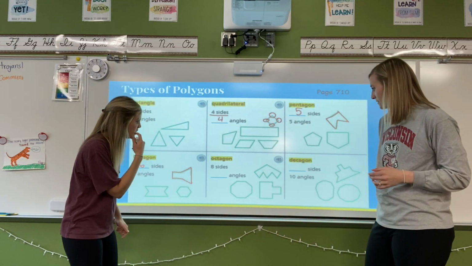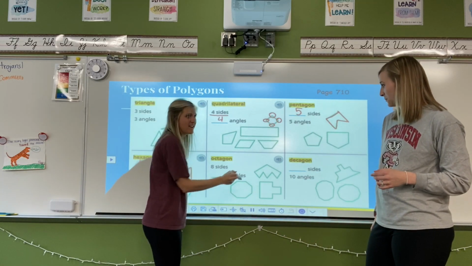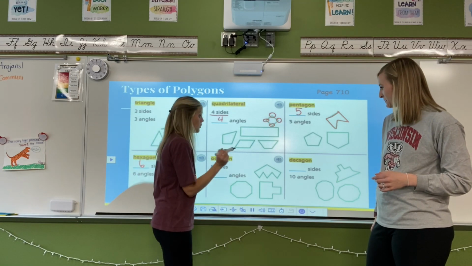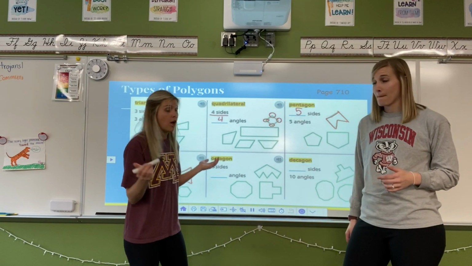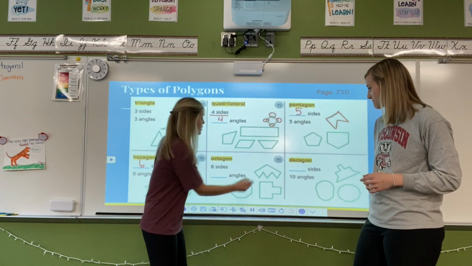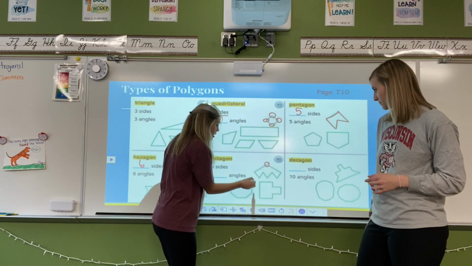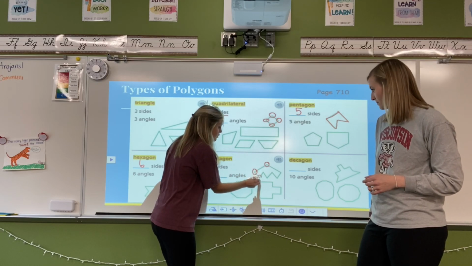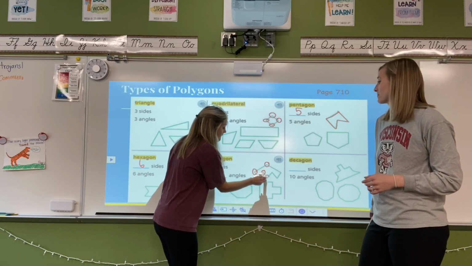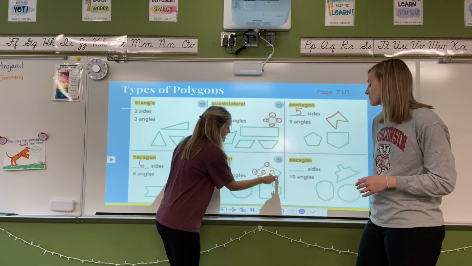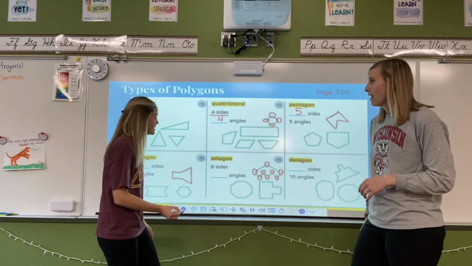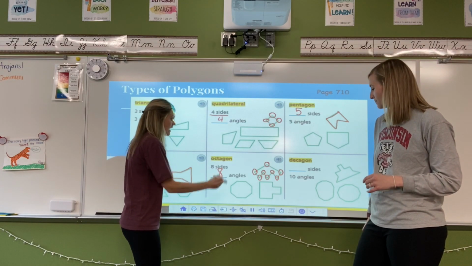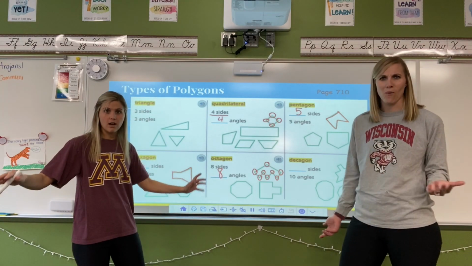Let's go to this one right here. That one looks cool. So remember, my angles are my endpoints. So I'm going to circle all my endpoints to find my angles. So I see an endpoint here. There's 1, 2, 3, 4, 5, 6, 7, 8. 8. So you are right. 8 sides, 8 angles, or an octagon.